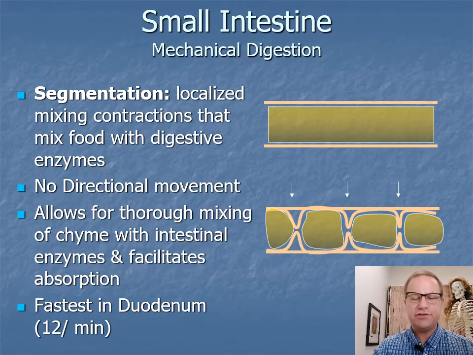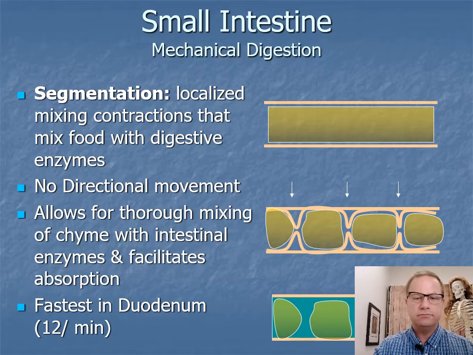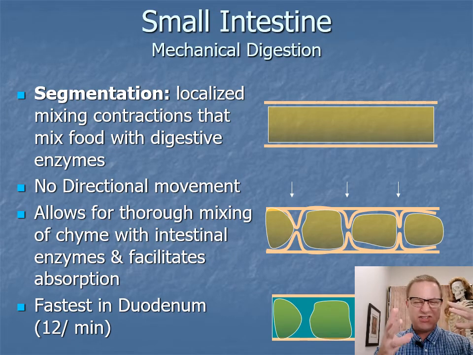So what happens is circular smooth muscle divides that large bolus of food into smaller boluses of food, and then it just sits for a while. So here it is sitting, this food is now sitting in these individual globules that are now sitting in all that soup of enzymes and stuff that's in the small intestine.